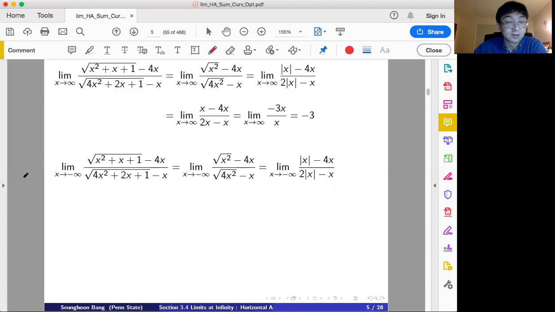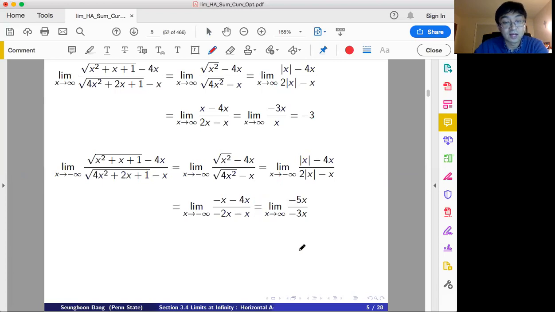The next, x value approaches minus infinity. What does it mean? x is a negative number, so the absolute value of x is minus x. The absolute value of x is negative x. So we have negative x minus 4x over negative 2x minus x. This is negative 5x. This one is negative 3x.